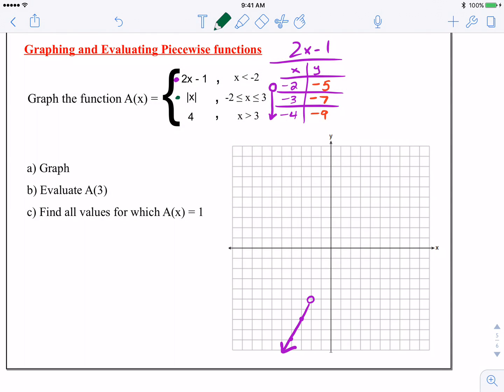Our middle function, the absolute value of x, I'm going to do in green. Once again, I'm going to use a mini table. This one's actually going to be a little bit easier because we have one of those sandwich inequalities. So we know exactly where to start and where to stop.